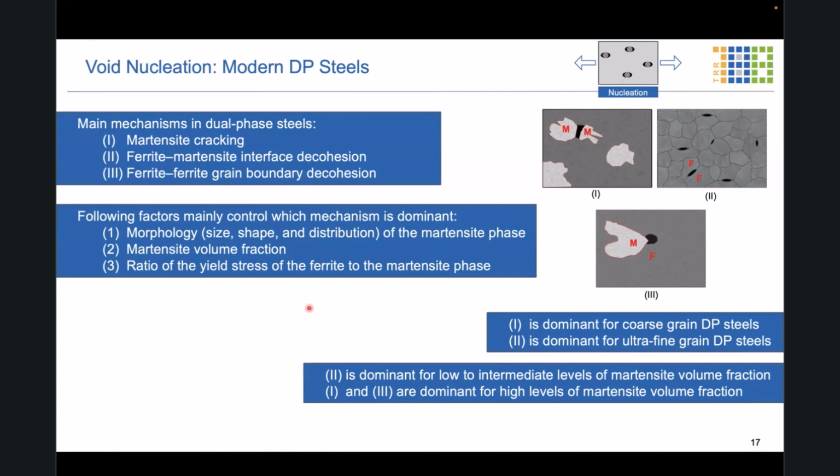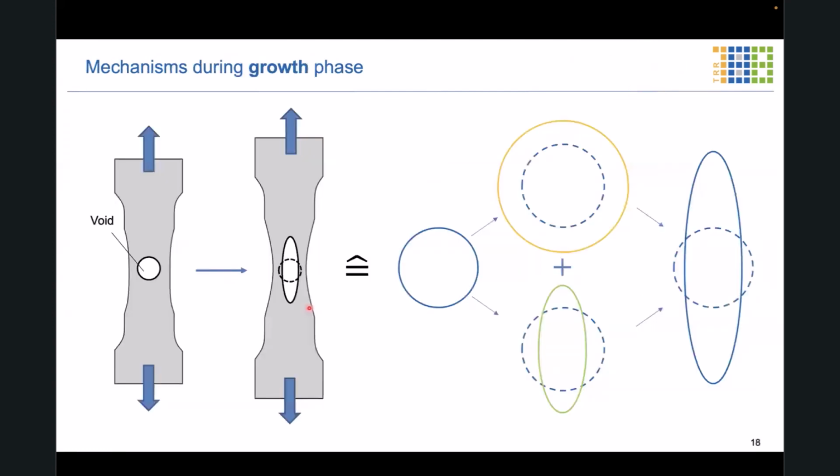Number 1 is dominant for coarse-grained dual-phase steels, whereas number 2, the ferrite martensite interface decohesion, is dominant for the ultra-fine grain DP steels. Furthermore, it's also reported in literature that number 2, the ferrite martensite interface decohesion, is dominant for low intermediate levels of martensite volume fraction, whereas numbers 1 and also 3 are dominant for high levels of martensite volume fraction.